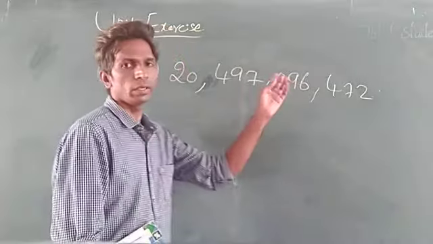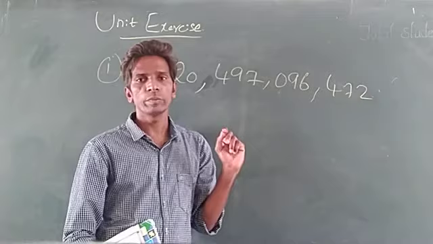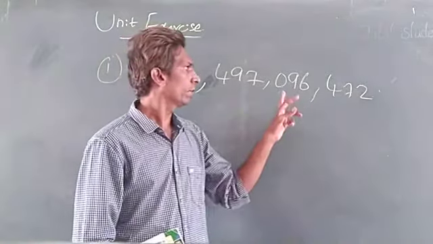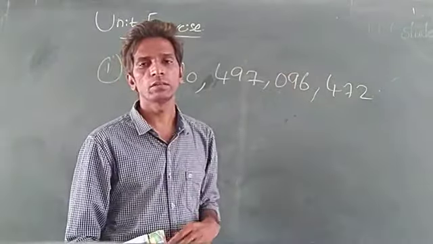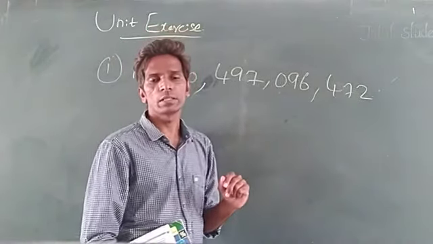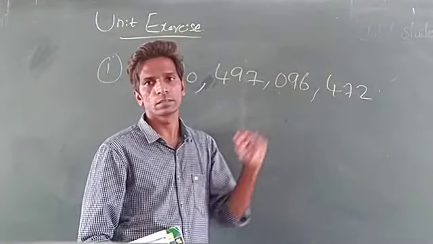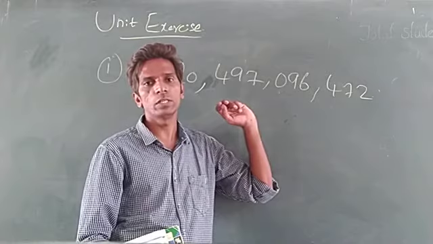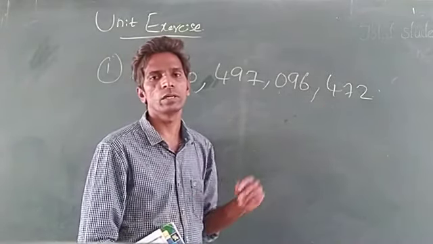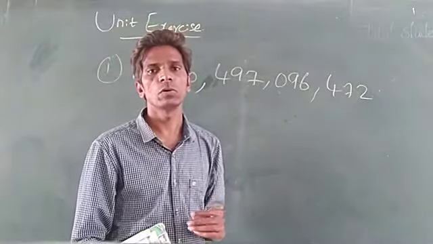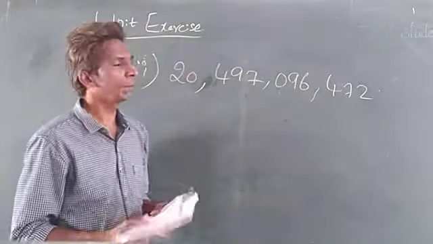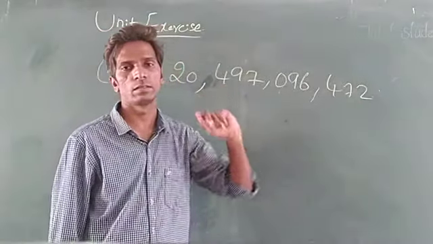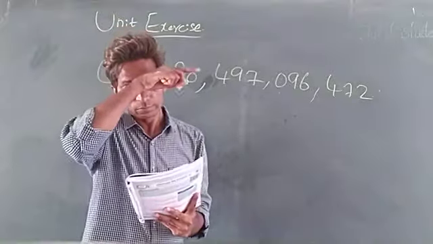Why I kept the zero: in the international system you want to write down 3 numbers before the comma, okay? They gave 3 numbers for millions. In thousands they did not give 3 numbers, they gave only 2 numbers, 96. The hundreds place was not given, so you want to put the zero. Next 3 numbers, the ones place, they gave 3 numbers, so no need of zero. In millions also they gave 3 numbers, so no need of zero. So like that you want to write down 20 billion: 20,497,096,472.